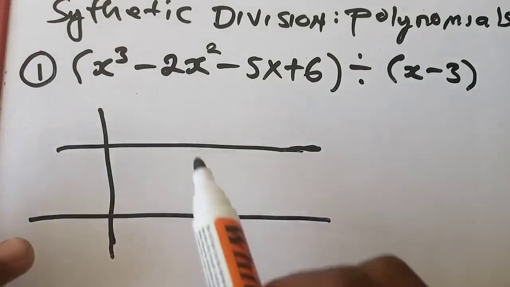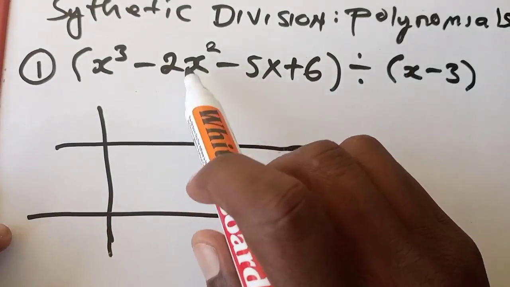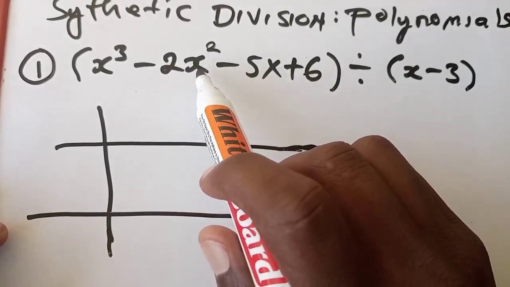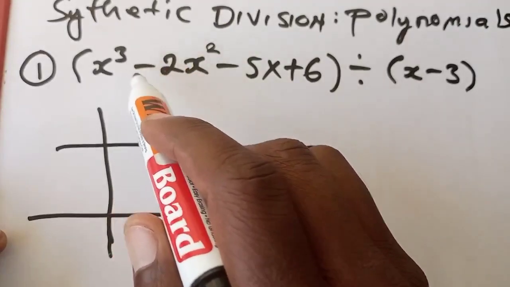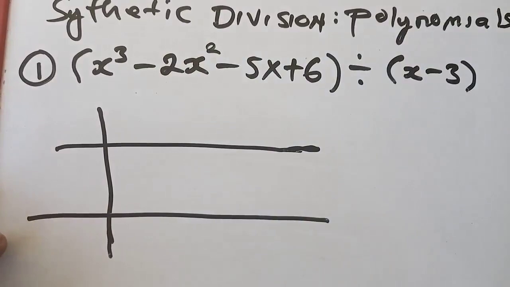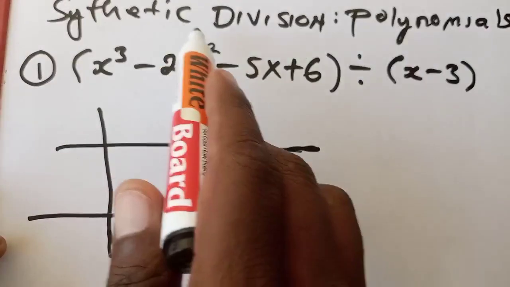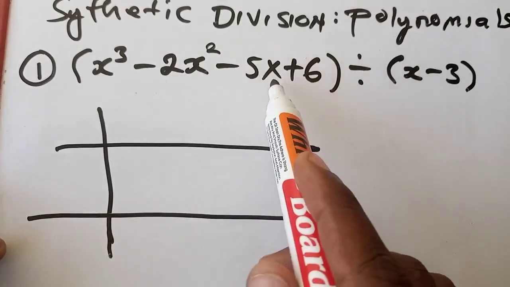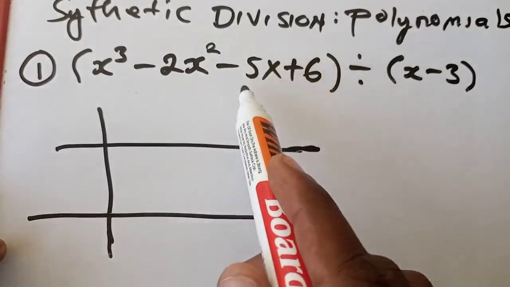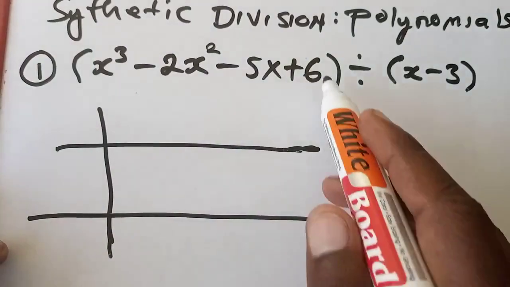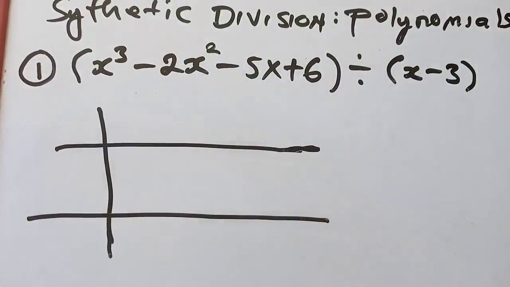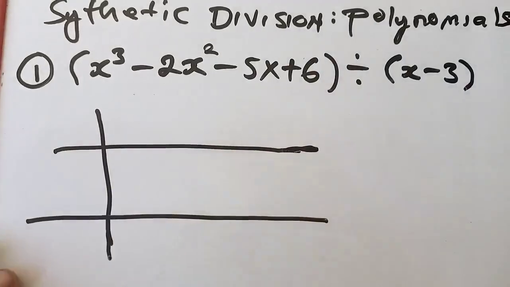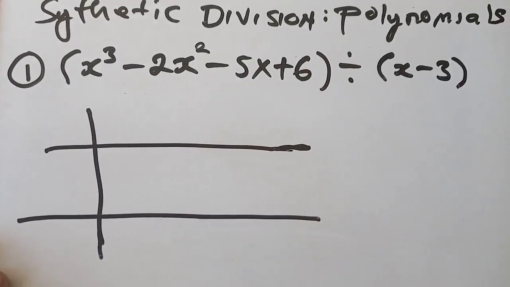A number that is attached to the variable x squared, it is here, it is -2. That is the coefficient of this here. The coefficient of -5x here is -5. The coefficient of this is 6. The coefficient of that is +1, like that. So you get it together with its sign. I hope you've understood what a coefficient is.